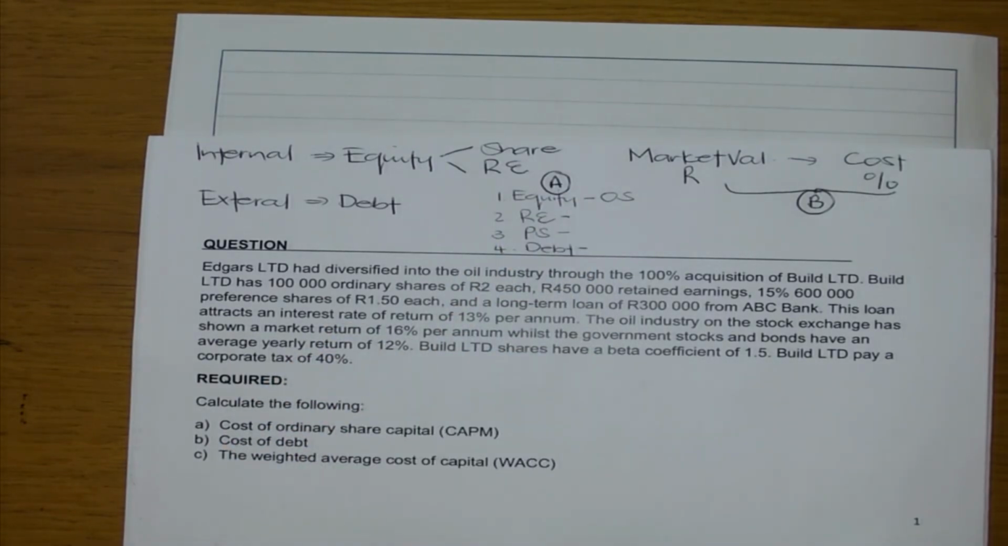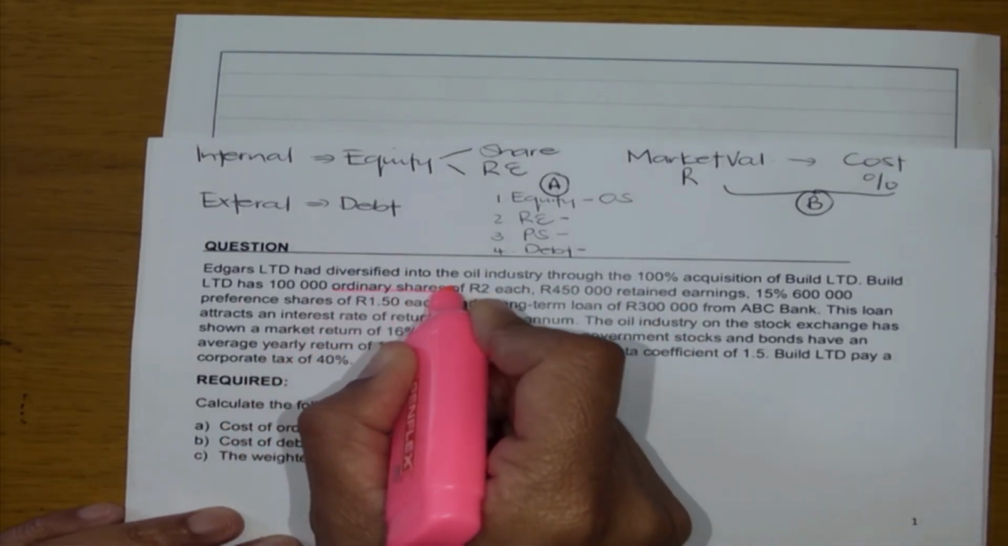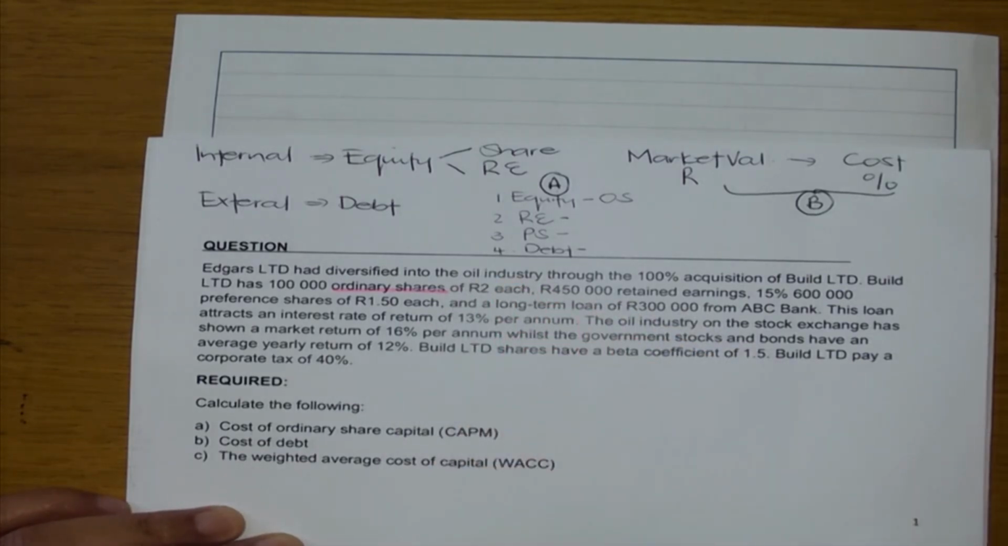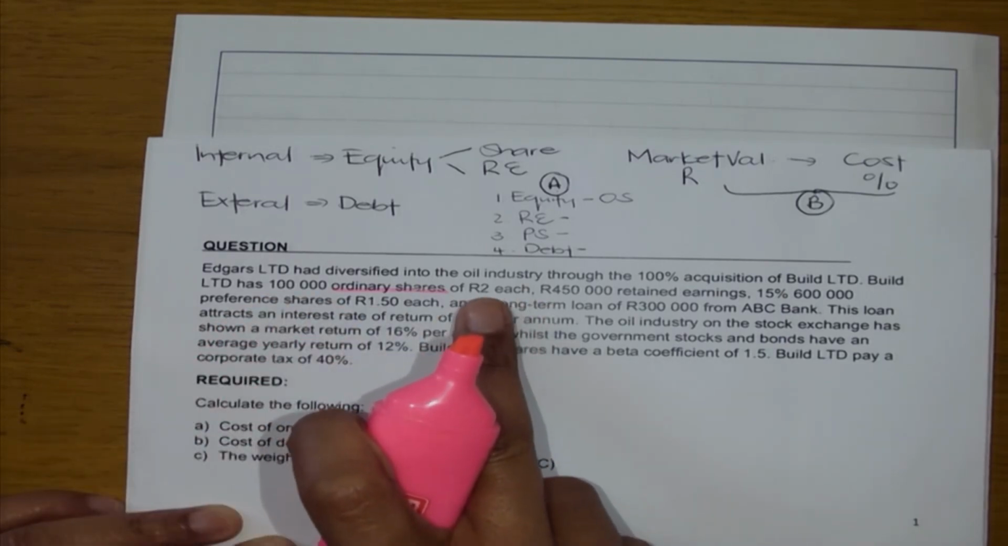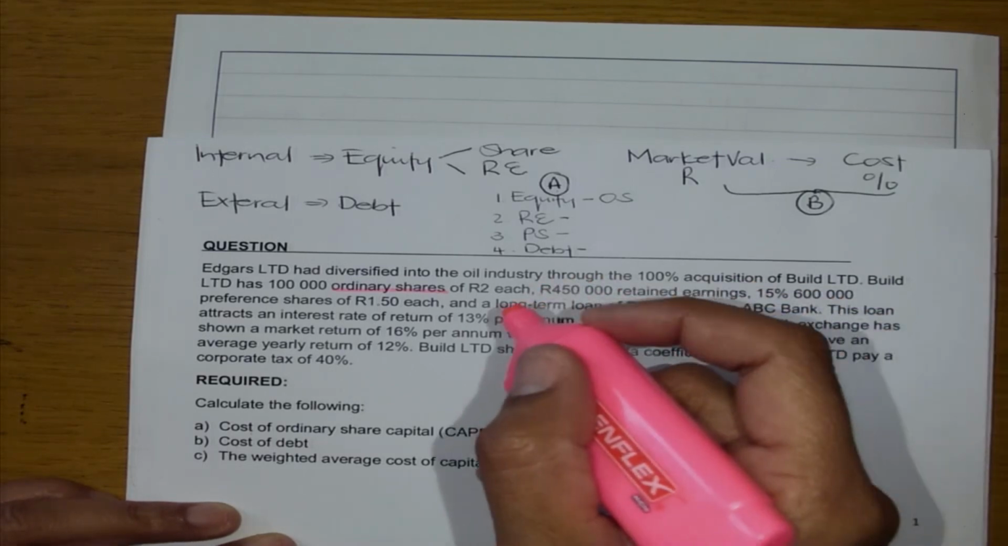I'm going to go and look for all my categories, right? So it says Edgar's Limited had diversified into the oil industry through the 100% acquisition of Built Limited. Built Limited has 100,000 ordinary shares. You need to know ordinary shares is equity, right? Of 2 Rand each. So they gave you number of shares and they gave you cost for 1 share.